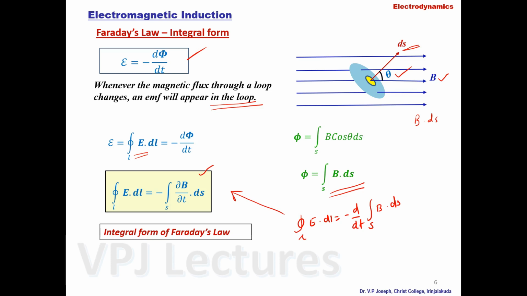Here we are representing it in partial form because there is a possibility of both a change of position and time, so it is represented generally in the partial derivative form. Okay, so line integral E dot dl is equal to minus surface integral dou B by dou t dot ds is the integral form of Faraday's law.